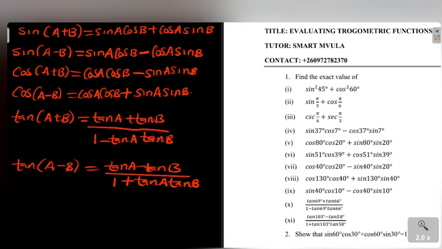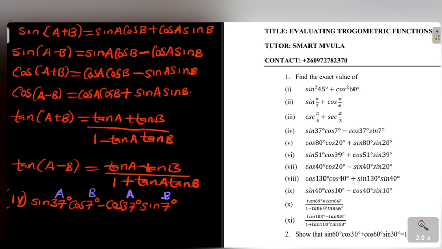So as you can see, we have our part 4. For part 4, we have sine 37 degrees cos 7 degrees, minus cos 37 degrees sine 7 degrees. So what you can see is we have the first angle, which we say is A, and the second angle is B. It's just the same.